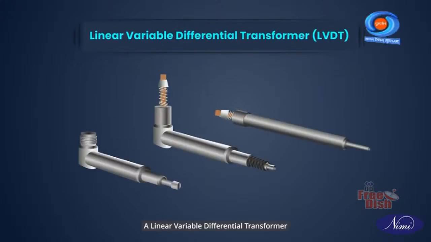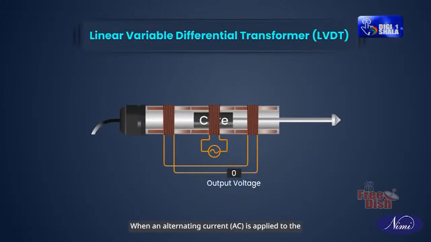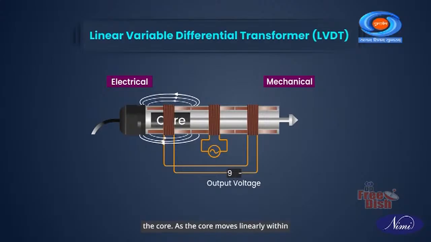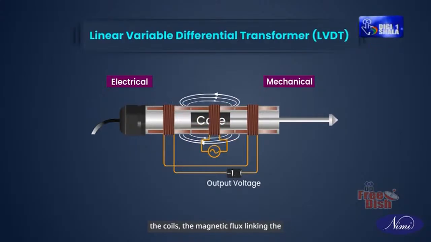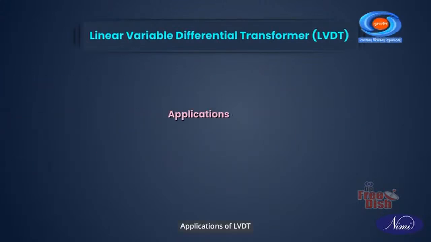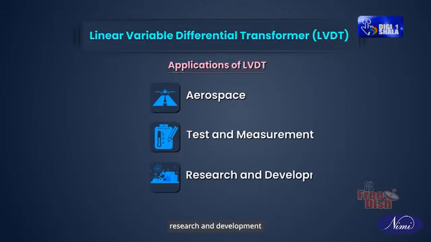A linear variable differential transformer or LVDT is a type of transducer used to measure linear displacement or movement. They consist of a primary coil and two secondary coils wound on a hollow cylindrical core. When an alternating current or AC is applied to the primary coil, it induces a magnetic field in the core. As the core moves linearly within the coils, the magnetic flux linking the secondary coils changes. Applications of LVDT. LVDTs find very wide range of applications in aerospace, test and measurement, and research and development.